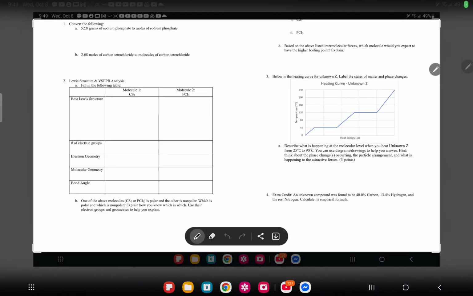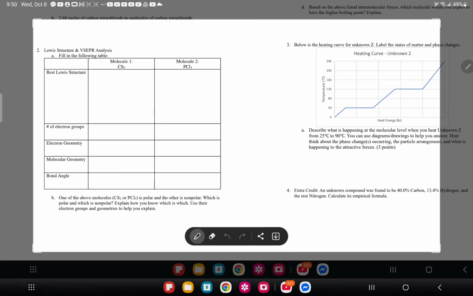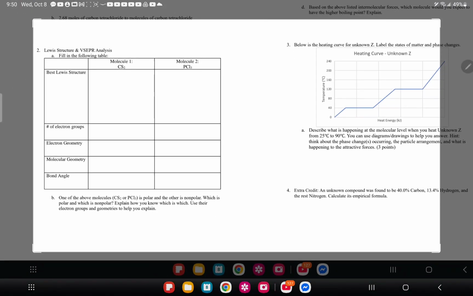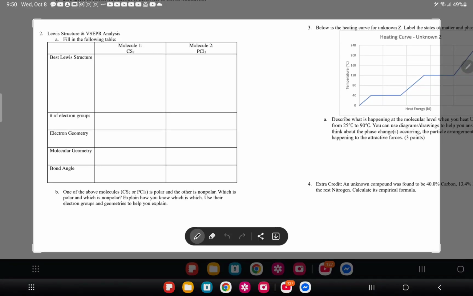We'll be looking at the exam practice question for Lewis structures and VSEPR analysis. So in order to answer the short answer questions, we're going to have to figure out CS2 and PCl3.